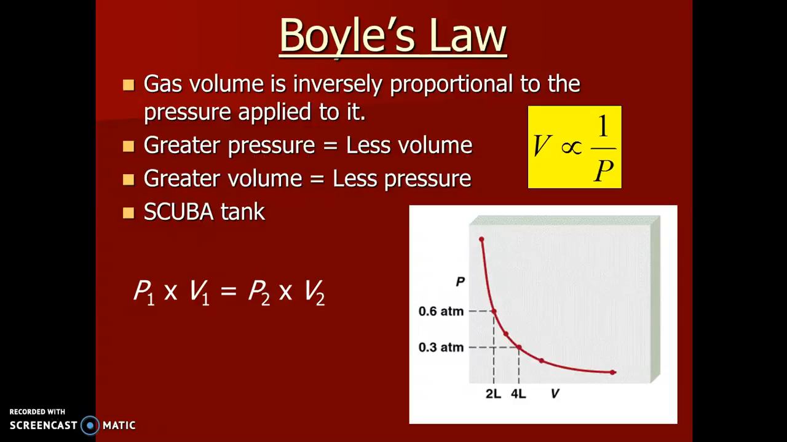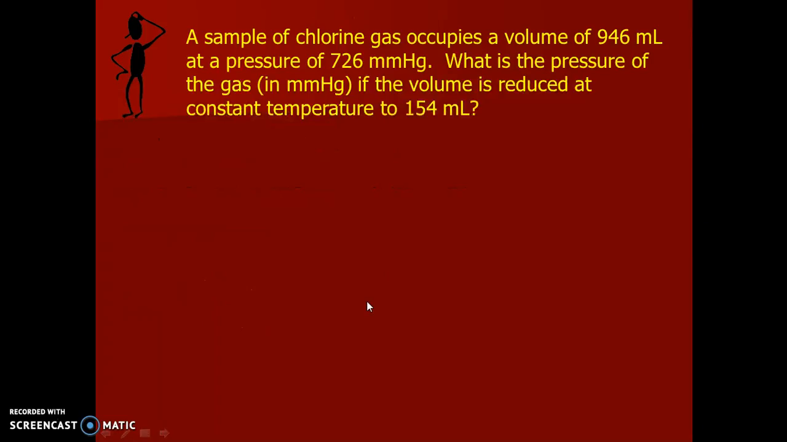If we look at this mathematically, we could say the initial pressure times the initial volume would be equal to the final pressure times the final volume. And just to give a basic example, it says you have a sample of chlorine gas and you go from 946 milliliters to 154 milliliters, and the starting pressure is 726 millimeters of mercury. What would the final pressure be?